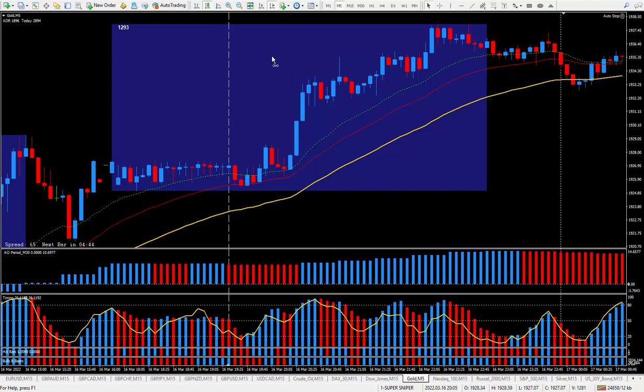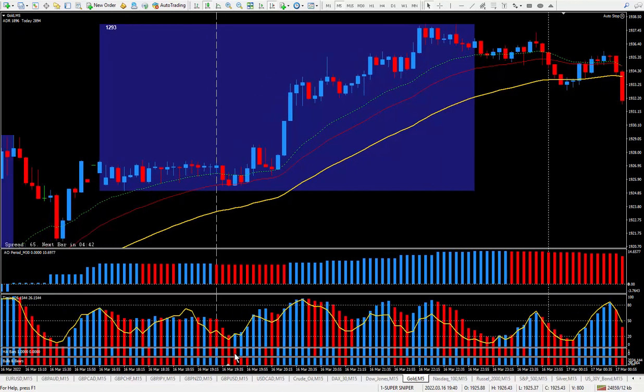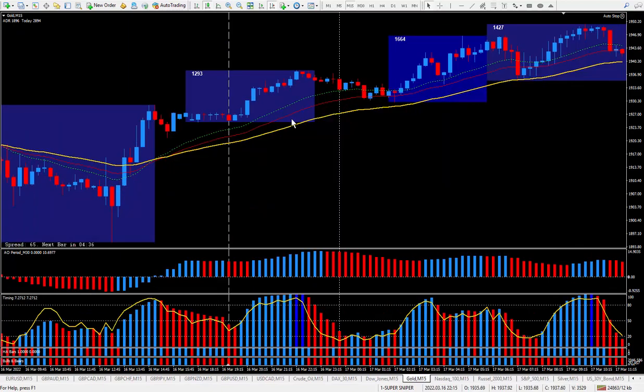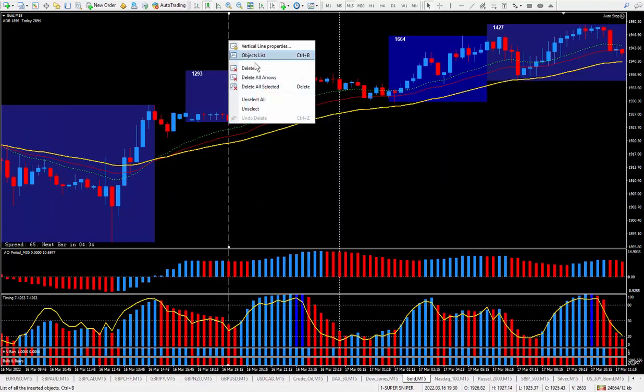That's what I like about this little cursor here. Every time you change the time frames, it'll keep it in the same spot. Go back to the 15 minutes. Now I can remove that. Don't need that anymore.